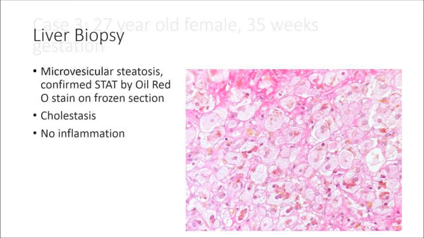And on biopsy, she was shown, and we did this at the time of frozen section, this is an H&E of her biopsy, and what one sees is that there is a lot of almost microvesicular steatosis, and we proved that those vacuoles were lipid by oil red O stain. But you can also see within the hepatocytes, there's a lot of cholestasis, but there's no inflammation. So this is an example of pure microvesicular steatosis with associated cholestasis.